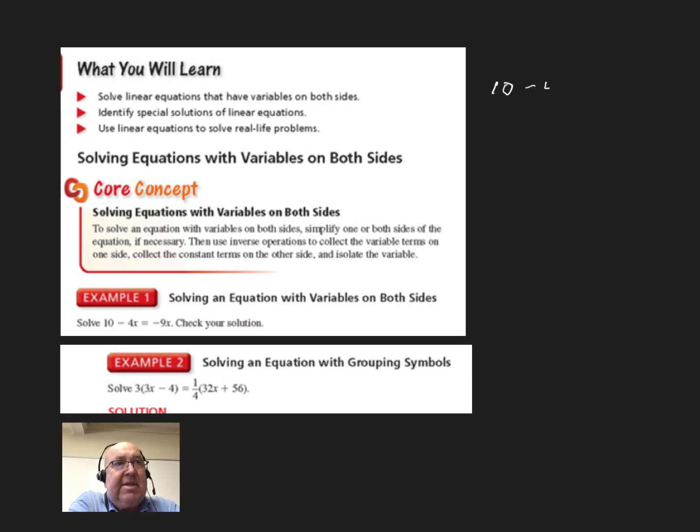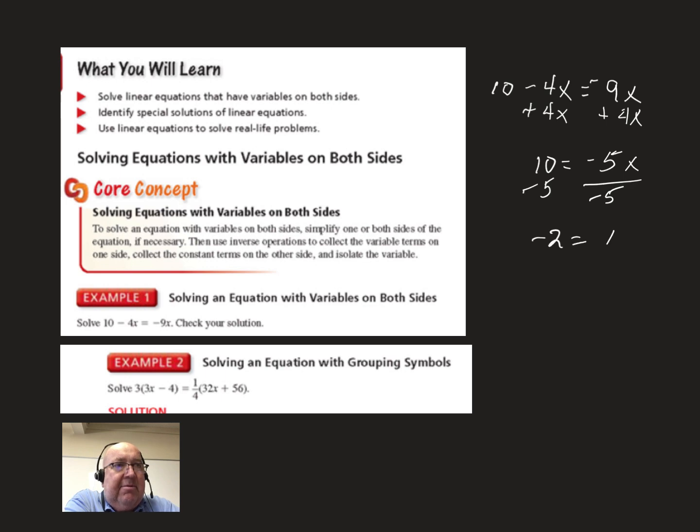10 minus 4x is equal to 9x. So we just want to move our variables to the same side. So I'm going to take the variable away from the constant. We're going to add 4x. That should be a minus 9. And we're going to get 10 is equal to negative 5x. And we're just going to divide by negative 5. Divide by negative 5. And we get negative 2 is equal to x.